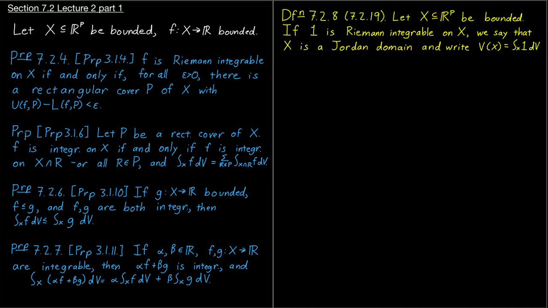The easiest example I can think of a non-Jordan set is actually one-dimensional. It's the rational numbers. I would like this to be bounded, so let's intersect it with the interval from 0 to 1. And then let's let P be a rectangular cover, meaning a cover of closed intervals of X. That means P is a collection of finitely many closed intervals. So its union, the union of those rectangles, is a closed set. So the closure of X, which is the entire interval from 0 to 1: any irrational between 0 and 1, you can write it as a limit of a sequence of rationals.